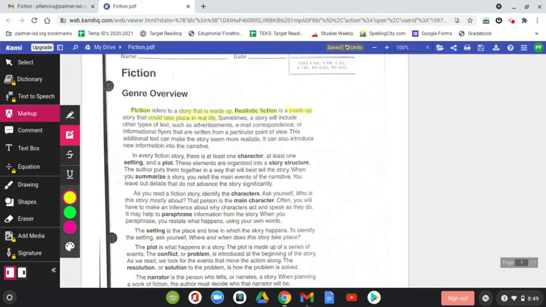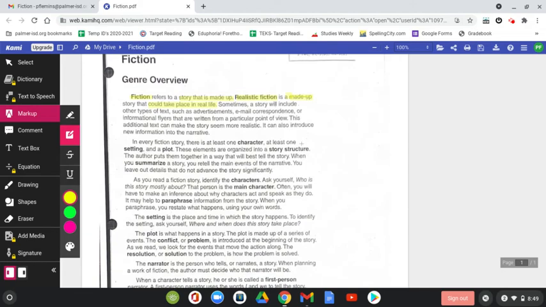Okay, sometimes a story will also include other types of text, such as maybe some advertisements, email correspondence, or informational flyers that are written for a particular point of view. This additional text can make the story seem more realistic. So, like on your STAR test, when you see maybe a story that has an advertisement trying to sell bars of soap, okay, it may not be a real advertisement, but it gives it a more realistic look. It makes the story seem like it's actually real to you. Okay. It also is giving you new information.